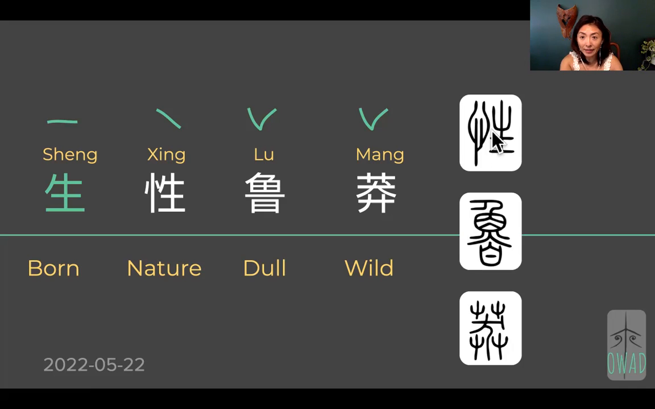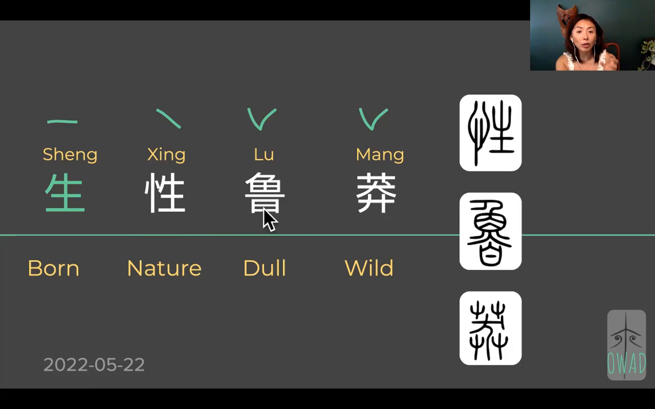And 生 is a plant. This is our plant symbol, growing from the earth, with the root still planted. So it's something still living. When you're living and following your heart, that's your nature. That's your original setting nature. So born nature, that's 生性. That makes sense, right? That's your first layer.